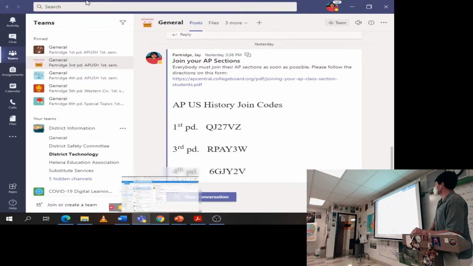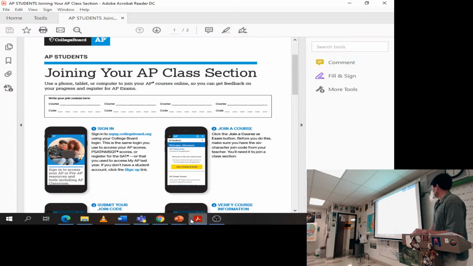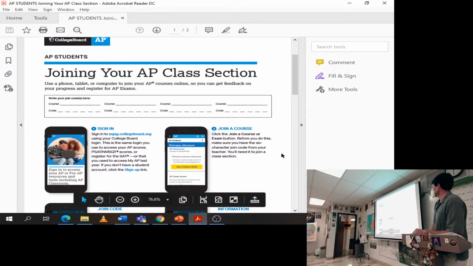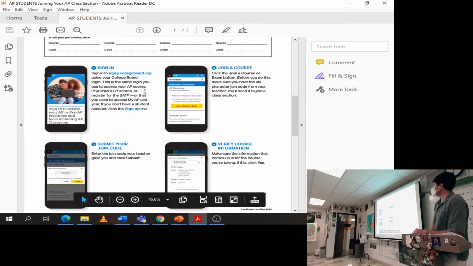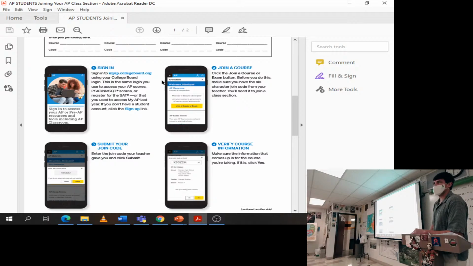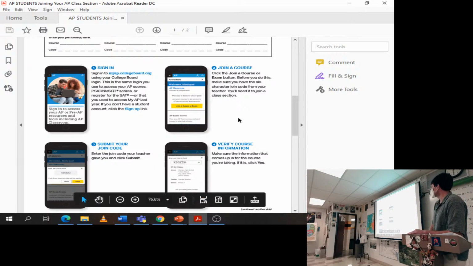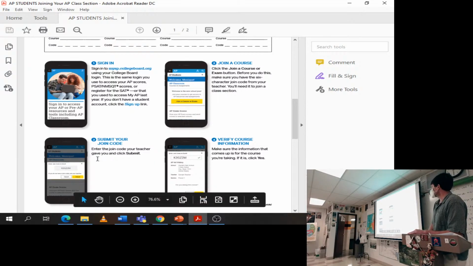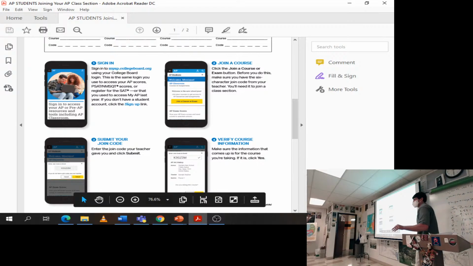Just get this done as soon as you can. They do it by phone, but it's my app, collegeboard.org. If you don't have an account, you have to make your account, and that'll take a little bit more time, but it's easy. Then click the yellow join the course, submit the code, you're in. It should be really easy. But we have to do this in case you take the AP exam.